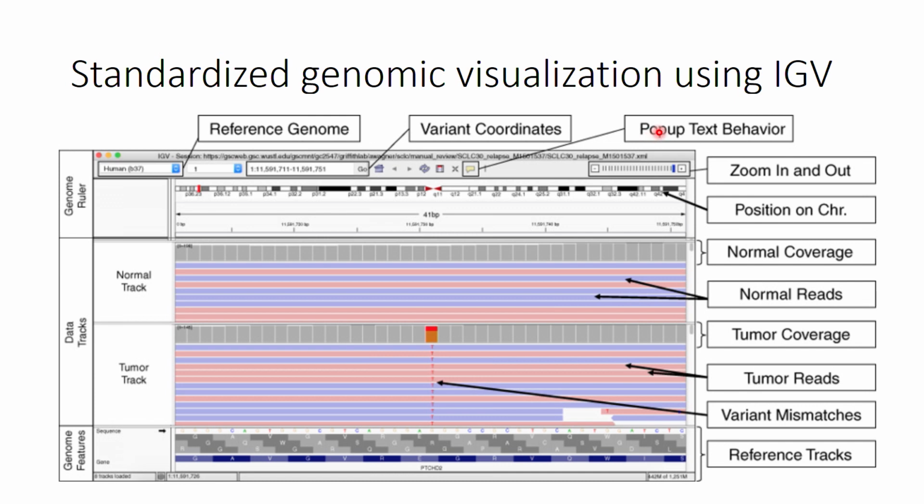This SOP first defines the Integrative Genomics Viewer for evaluating these variants. Specifically, we take IGV and we break it down into 3 distinct parts: the genomic ruler, the data tracks where you actually visualize the data, and the genomic features. We then further define some features within IGV that help with the manual review process.